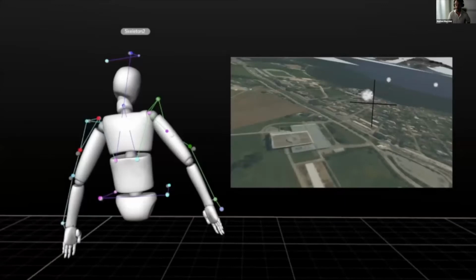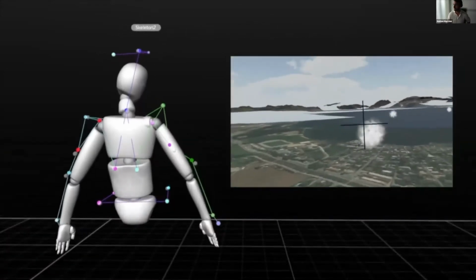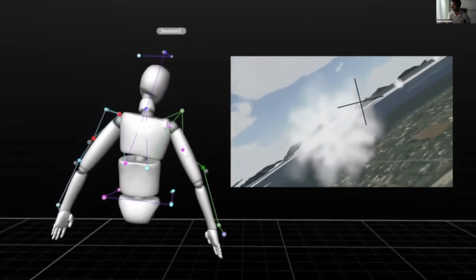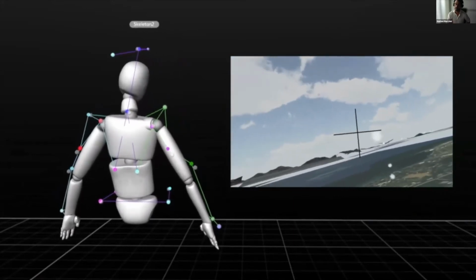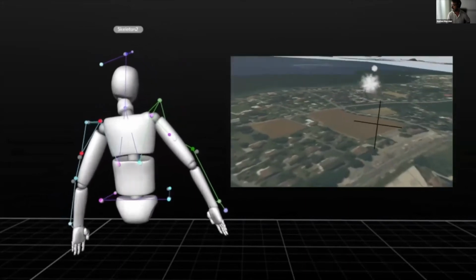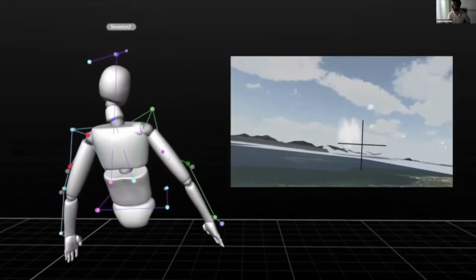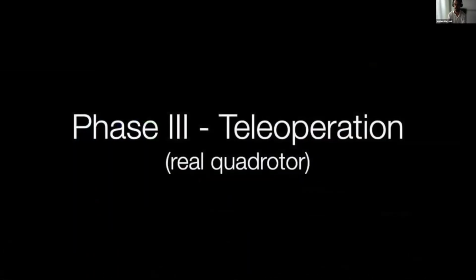And then we validated our methods in a teleoperation task. So we translate human motion into robot action through this personalized mapping, and we asked a set of subjects, in this case 32 subjects, to control the robot, to steer the robot through this path made out of waypoints. And we basically measure the error in teleoperation. So we try to quantify the effect of using personalized mapping.